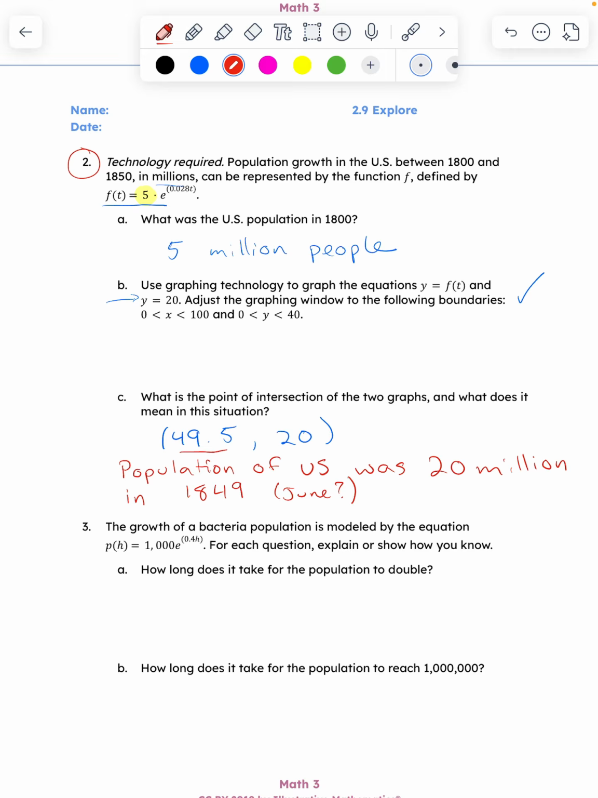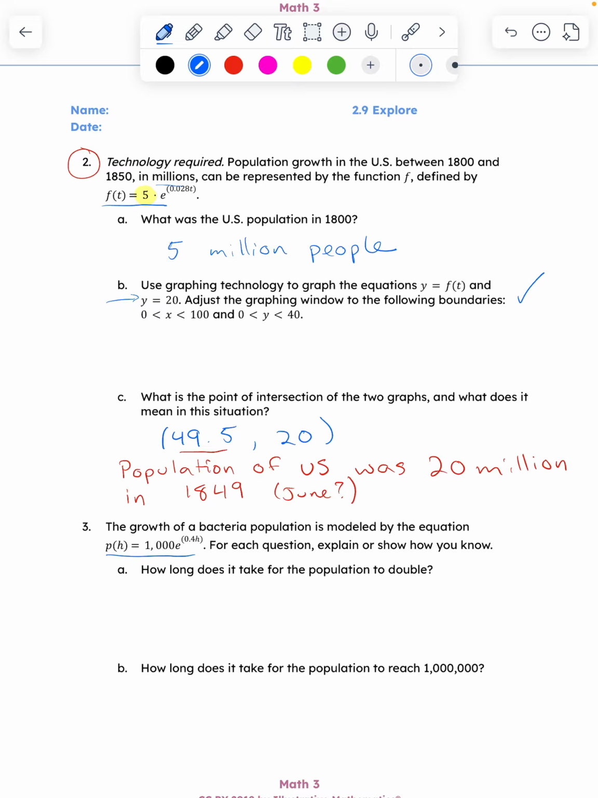Okay. Next, number 3. We get another bacteria situation, another nice little P of H, population by hours function. And for each of these questions, we're going to show as much work as we can to show how we know. Okay. First question is, how long does it take the population to double?